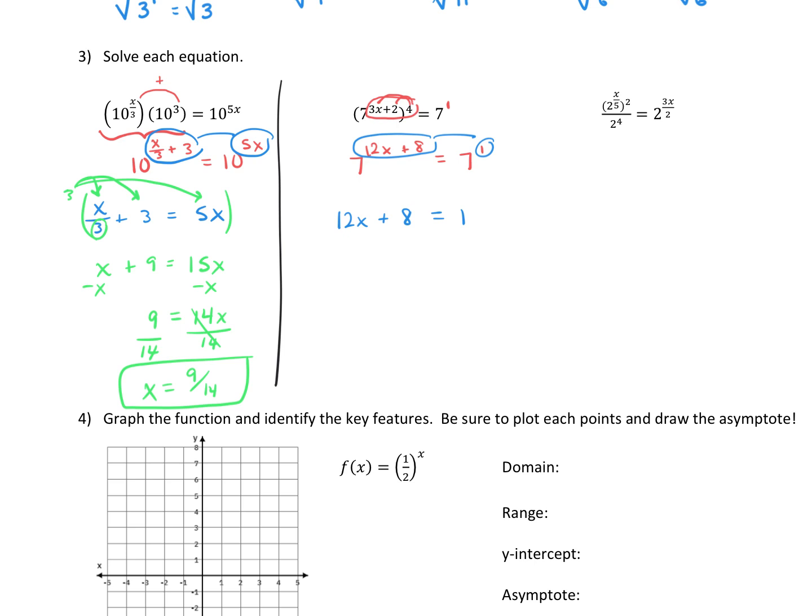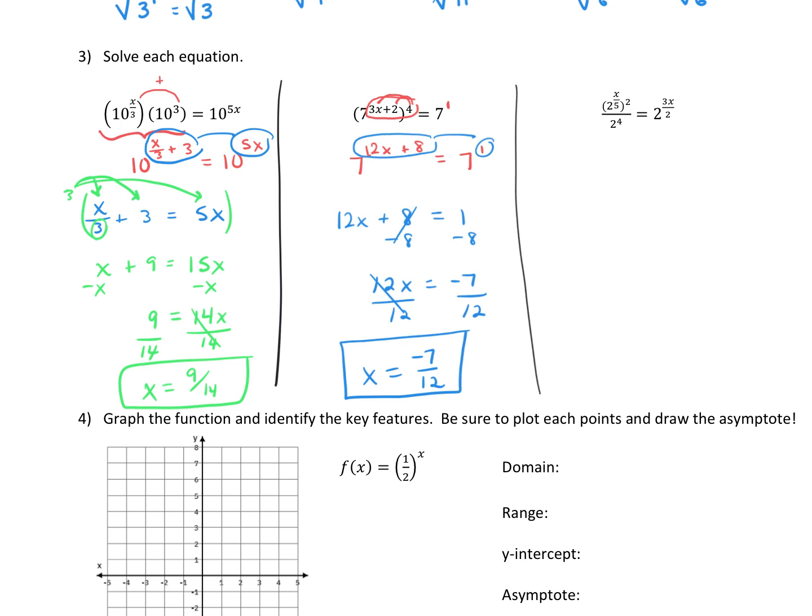All right, so solving for x is just a two-step equation. We're going to subtract 8 from both sides. So 12x equals negative 7. Divide both sides by 12. Let's see, 7 does not divide by 12, so I'm just going to leave the fraction, negative 7/12, which is reduced, so that's a pretty good answer.